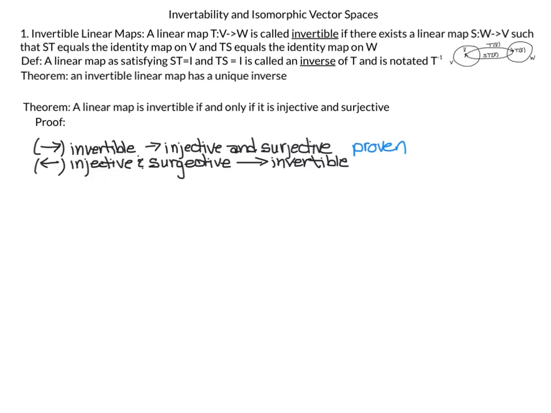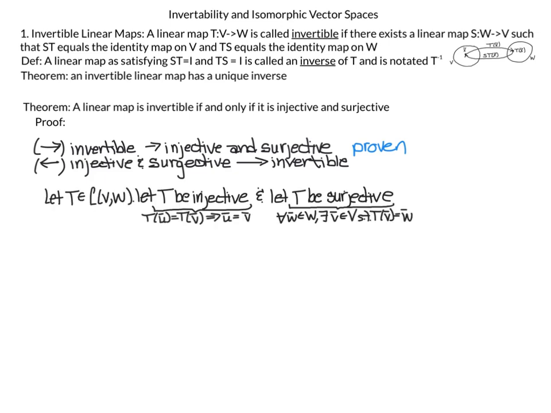Now that I have proven the forward direction, I want to prove the opposite direction. I want to show if we have something that's injective and surjective, that implies our mapping is invertible. I'm going to start by saying let T be a linear map from V to W. T is injective, which means T of U equals T of V implies U equals V, and T is surjective, meaning for all vectors W in the space W, there exists a vector V in the space V such that T of V is equal to W.